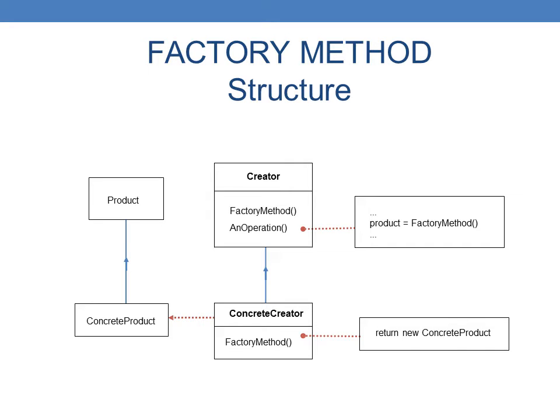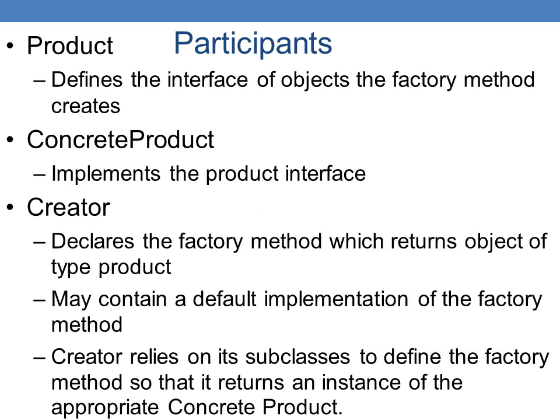Factory method structure. So there is the product, and the creator with the factory method and an operation. The creator is a class, the factory method and an operation are methods of the particular creator. The concrete creator means you can implement or inherit the concrete creator class, which has the factory method. It returns a new concrete product, so here the factory method is going to be written, which gets the output of the abstraction of this particular process.